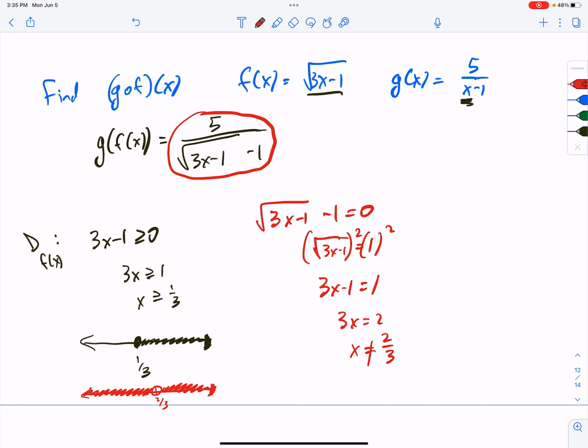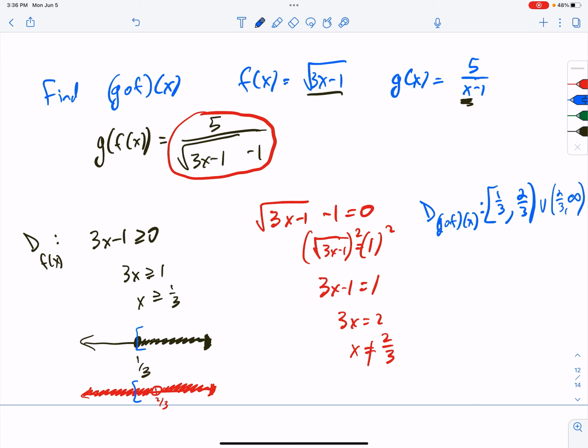Okay, so looking at both of those number lines, what part overlaps? Well, it looks like I can start at 1/3 on both of these. I'm not going to have 2/3, and then it goes all the way to infinity. So the combined domain here of g circle f of x is going to be, well, we're starting at 1/3, and we're going to include that. We go up to 2/3, and we don't include it because we have an open circle, union, and then 2/3 to infinity. And that is the domain for that composite function.